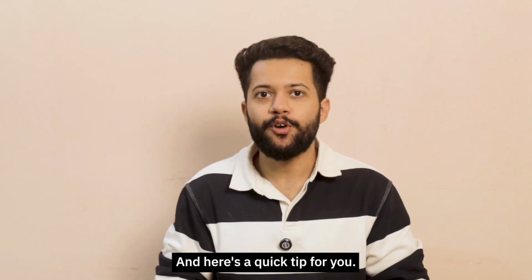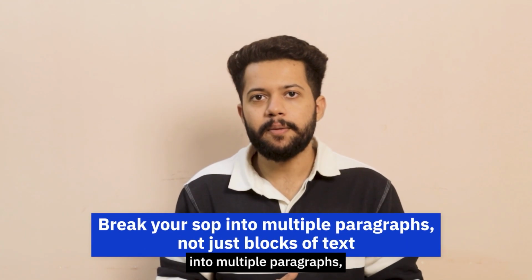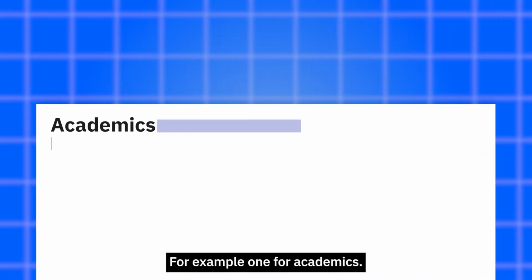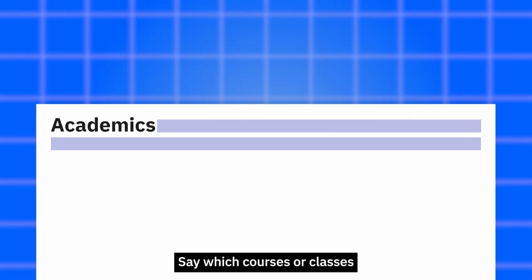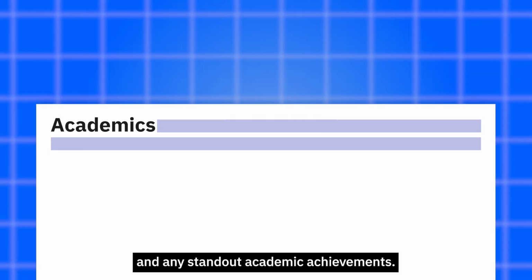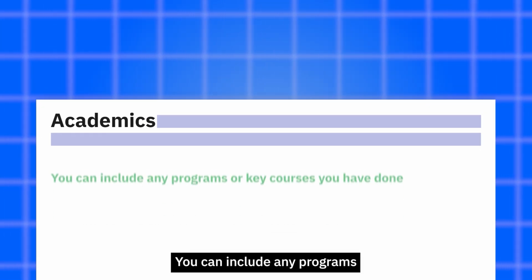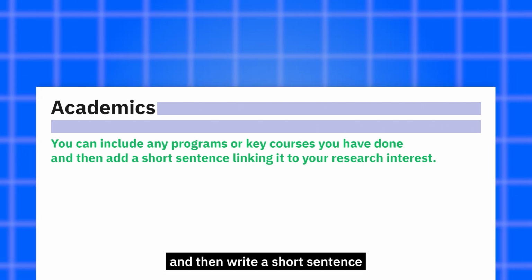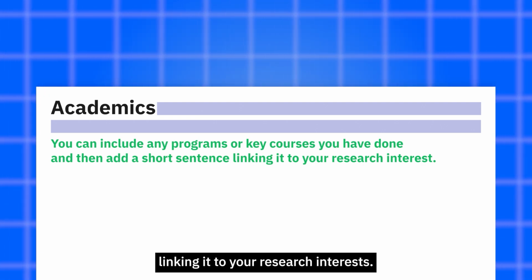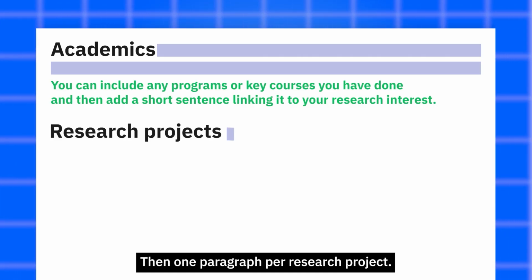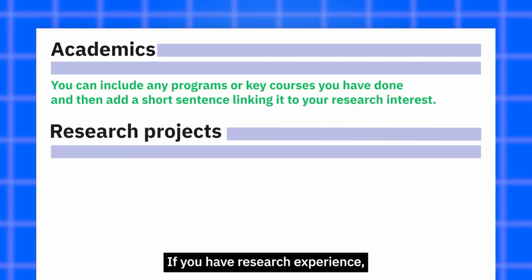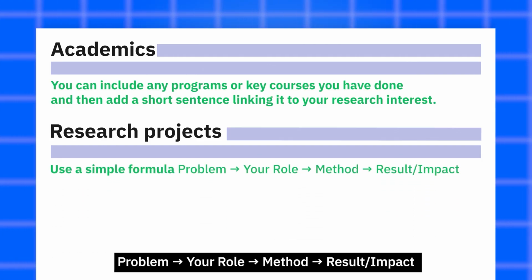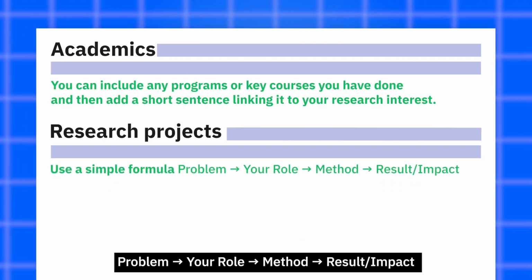And here's a quick tip for you. Break your SOP into multiple paragraphs, not just blocks of text. For example, one for academics. Say which courses or classes gave you the foundation and any standout academic achievements. You can include any programs or key courses you've done and then write a short sentence linking it to your research interest. Then one paragraph for research projects. If you have research experience, make this a standalone paragraph. Use a simple formula: problem, your role, method, result, or impact.